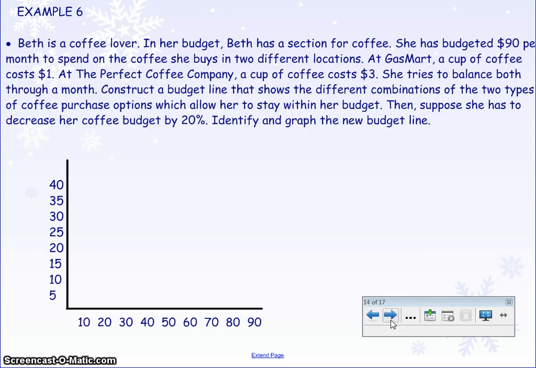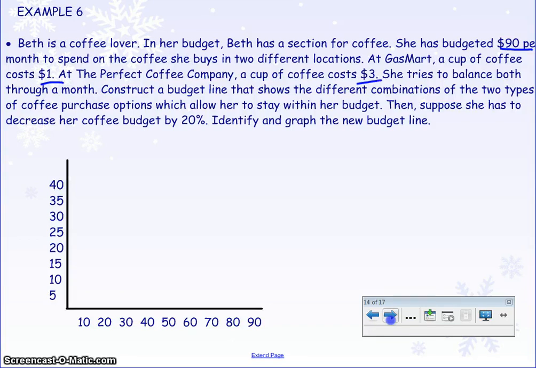All right, last example. It says Beth is a coffee lover. In her budget, Beth has a section for coffee. She has $90 per month budgeted to spend for coffee that she buys at 2 different locations. So GasMart has coffee for $1 a cup, whereas the Perfect Coffee Company has it for $3 a cup.